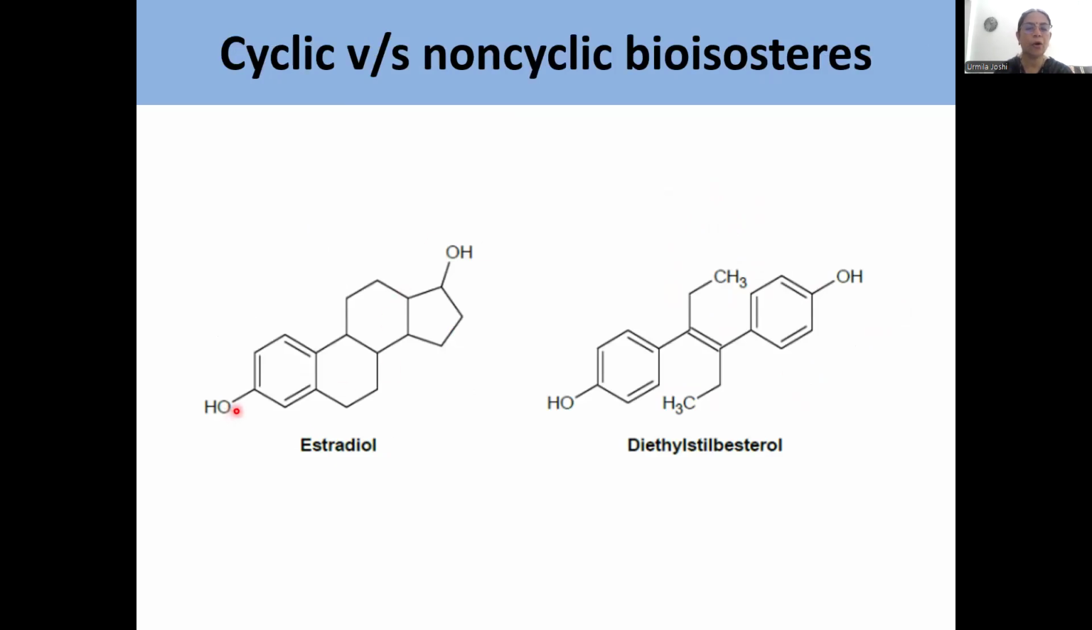This is estradiol. We saw this even in geometric isomerism. These two OH groups are important because they bind to the receptor, and this aromatic ring. Now, instead of being a completely cyclic compound, they converted it to diethylstilbestrol, which is a non-cyclic compound. So, this is an example of non-classical bioisosterism.